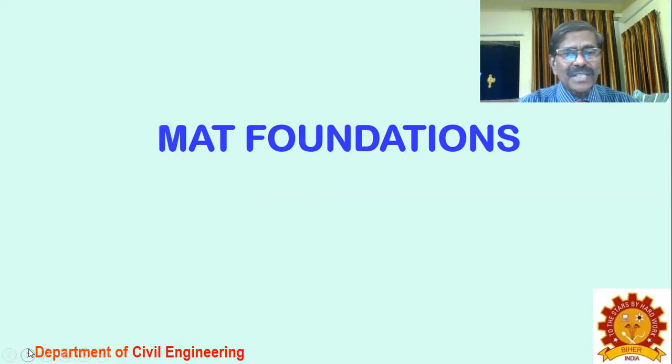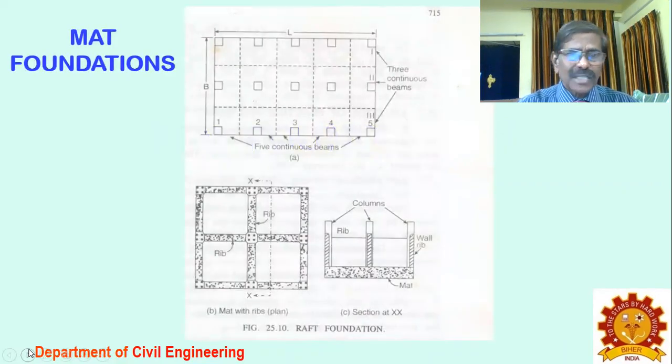The raft foundation is a continuous foundation lengthwise as well as widthwise. The continuous foundation is continuous in only one direction, but the mat foundation is a spread footing which is continuous on either side. The mat foundation will look like that. There are a lot of columns, and all columns are combined with a stiff or rigid mat.